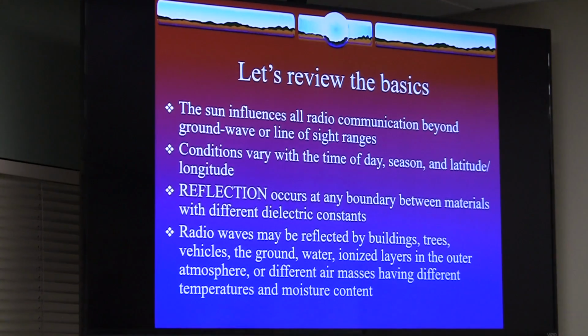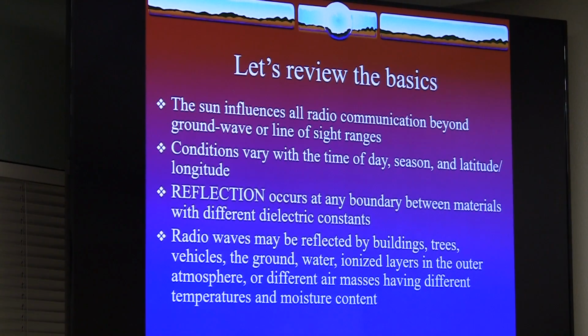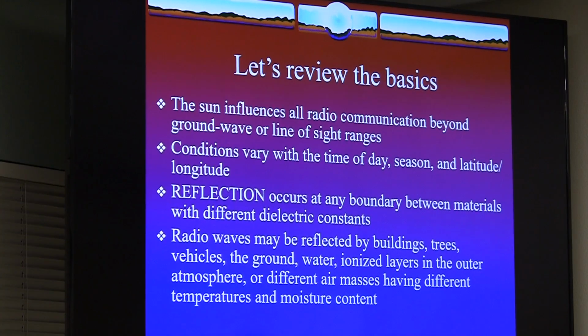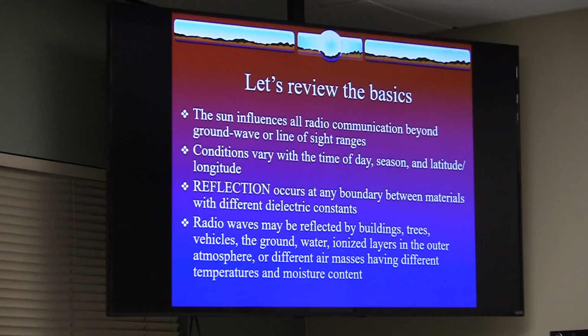Ground wave are signals that travel along the ground. Especially great on the ocean. You can go hundreds of miles on the ocean with very little power because you have that nice salt air and salt water and flat surface. So those are the two biggies. Ground wave also works on the ground as well, not just water.